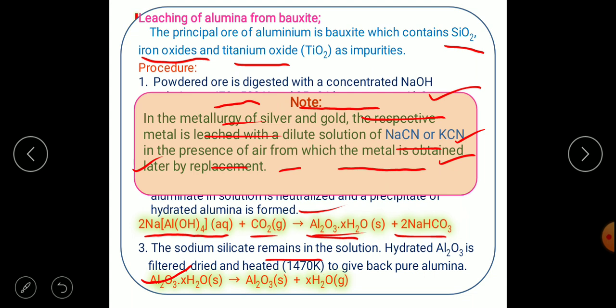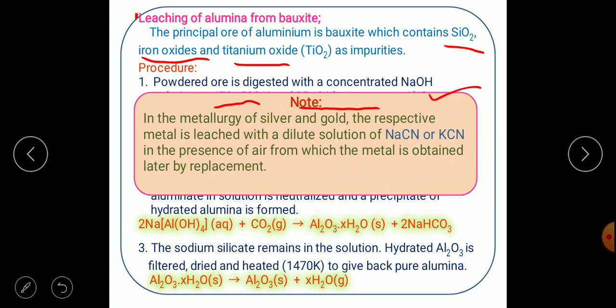In the metallurgy of silver and gold, the respective metal is leached with a dilute solution of sodium cyanide or potassium cyanide in the presence of air, from which the metal is obtained later by replacement. So this reaction I am going to show you at the last of this chapter.